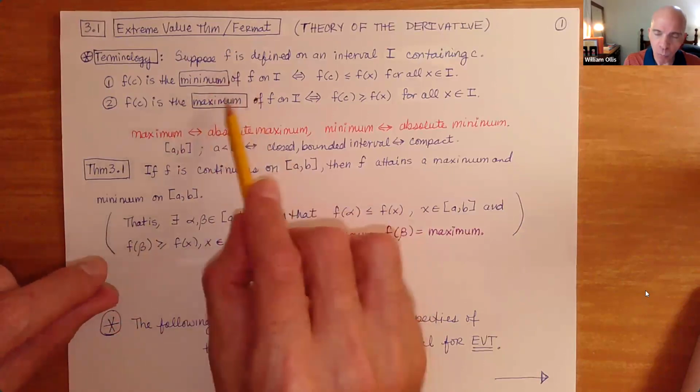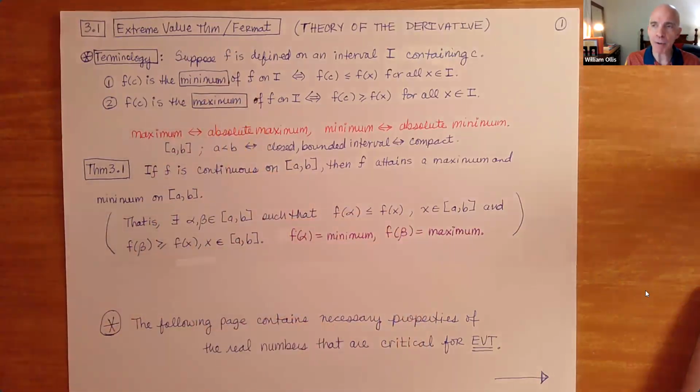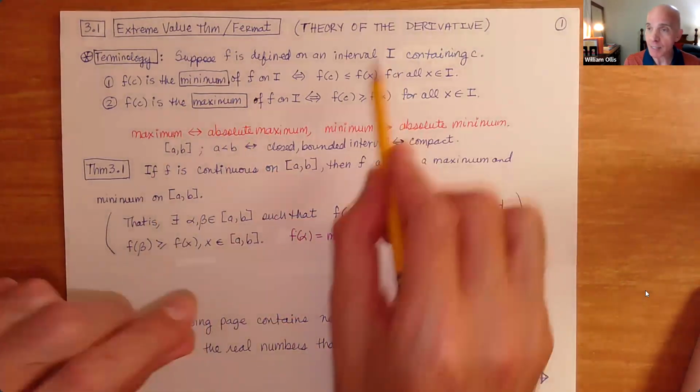And again, one thing that books will often do when you refer to a minimum, they will often say absolute minimum. That is, we're not talking about relative or local, we're talking about absolute, that it is the smallest value of the function for the given set.